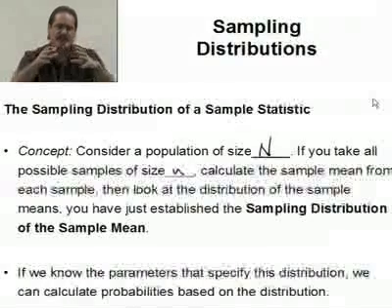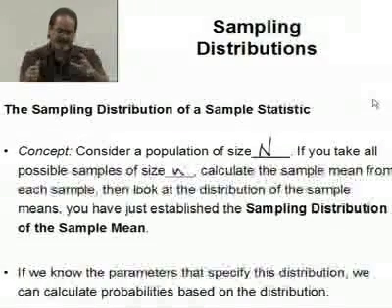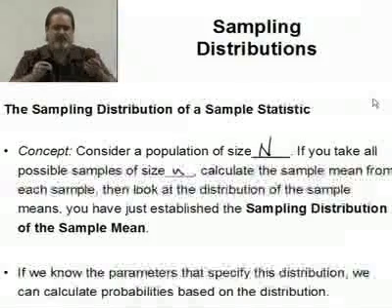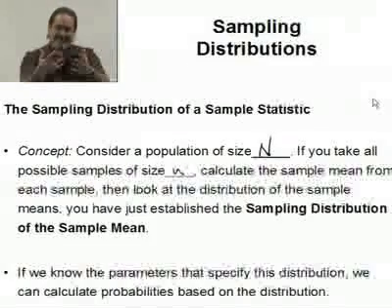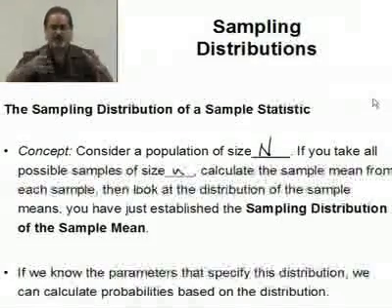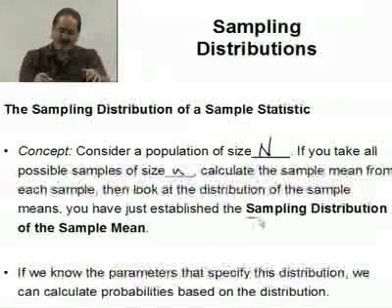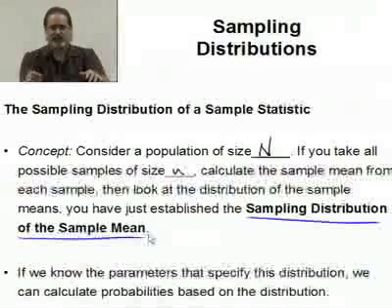And then from each of those samples, we calculate the sample mean. So when we're done, what we're going to end up with is a bunch of sample means. Now, each sample mean is nothing but a number. So if I take a look at the distribution of all those numbers, all those sample means, that is, we just basically established the sampling distribution of the sample mean.